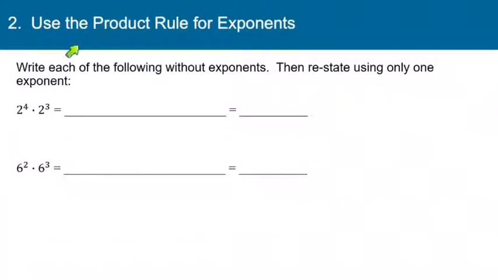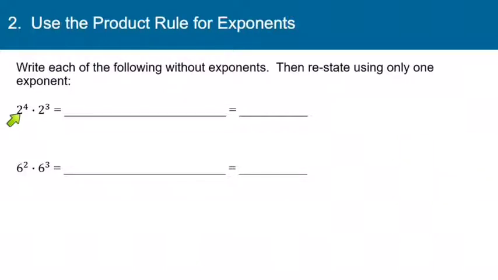Okay, now we're ready to start talking about the product rule for exponents. Now, instead of just telling you what the product rule is, let's see if we can discover it by ourselves. So the instructions here say write each of the following without exponents and then restate using only one exponent. Okay, so we have 2 to the 4th times 2 to the 3rd.